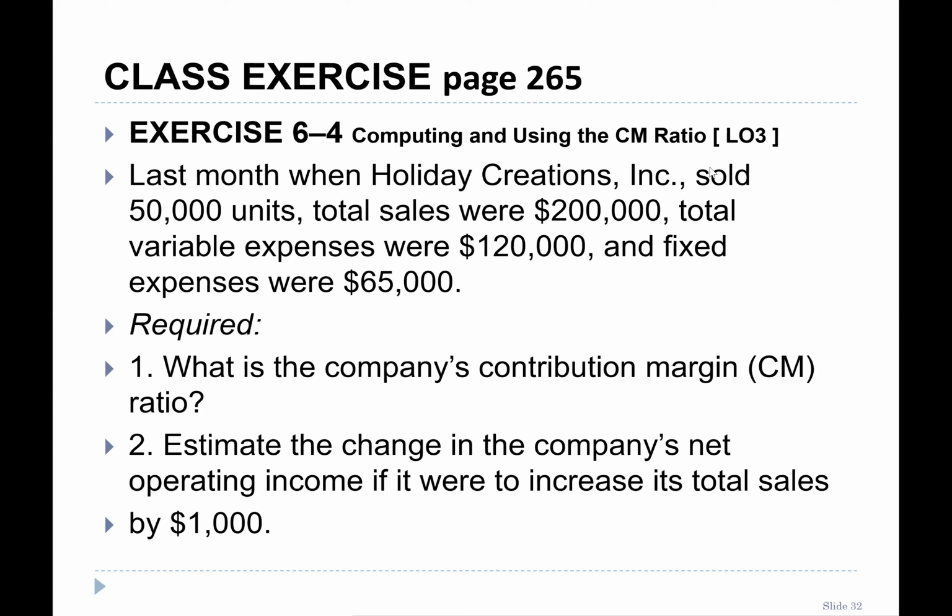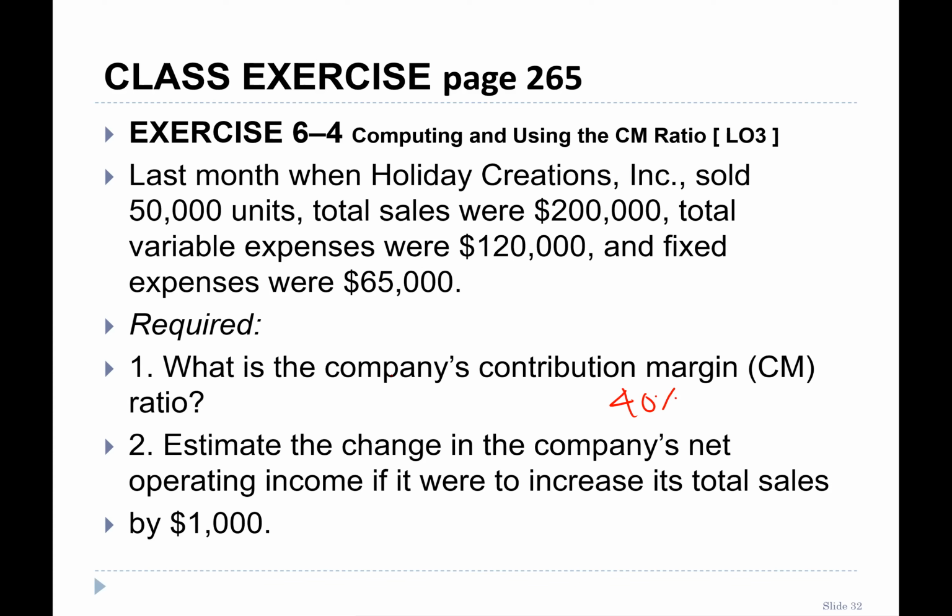Last month, when Holidays Creation Incorporation sold 50,000 units, total sales were 200,000. Also open my calculator as well. And the total variable cost is 120,000. So we have a CM, which is 200,000 minus 120, which is 80,000, right? So 80,000 divided by 200,000. Answer is 40%. So we have CM ratio 40%.